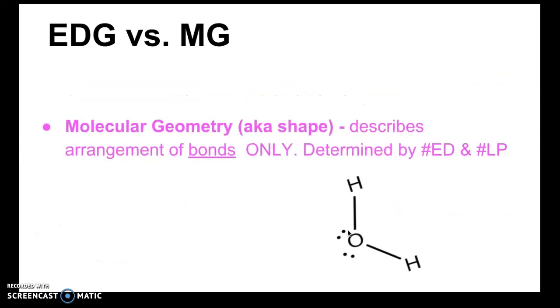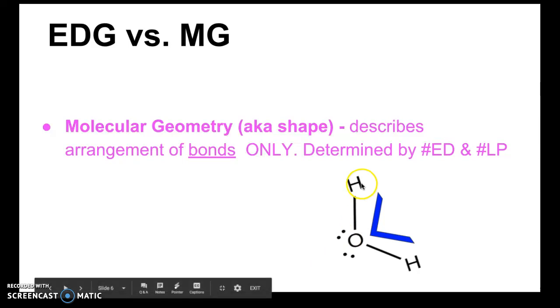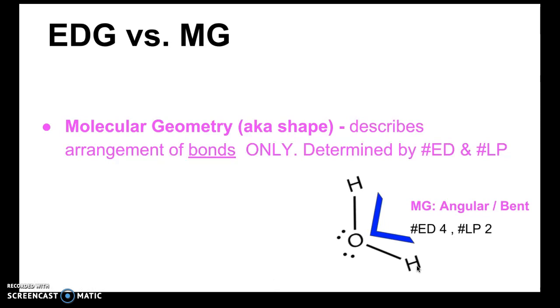Let's take a look at another example. Here we have water. Starting with the molecular geometry, by ignoring the lone pairs, we can clearly trace out this angular or bent shape. If we focus just on the bonds, we can clearly trace that out. And anything with 4 electron domains and 2 lone pairs will have this angular or bent shape.